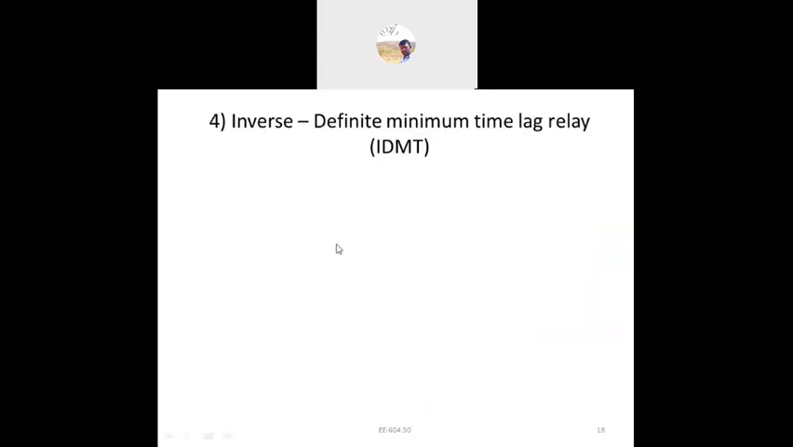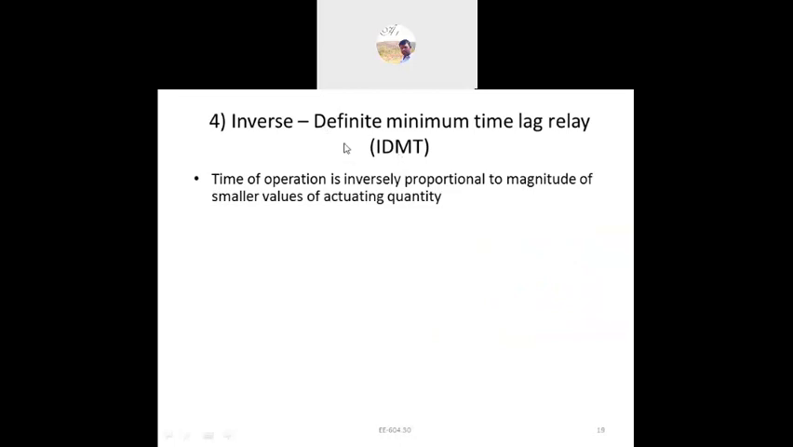Next we have the inverse definite minimum time lag relay, that is IDMT. Here the time of operation is inversely proportional to the magnitude of the smaller values of the actuating quantity. So whatever the time is, it is inversely proportional to the magnitude of the smaller values.